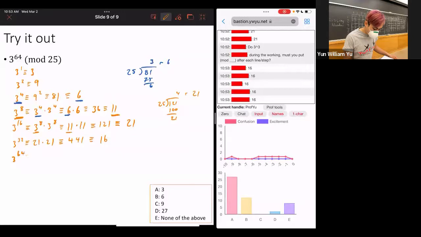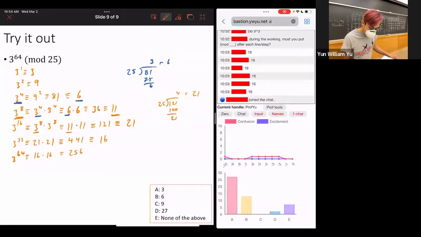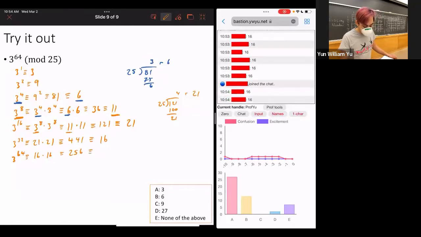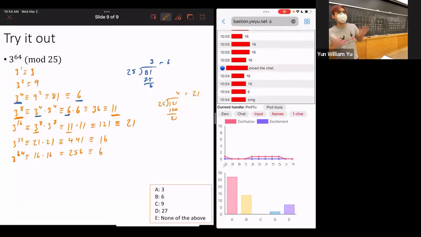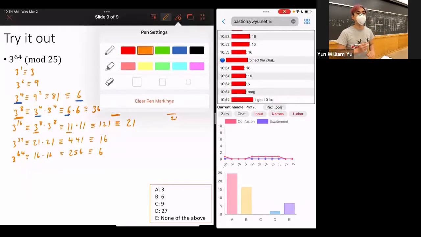So then 3 to the 64 is equivalent to 16 times 16, right? Which is equivalent to 256. And 256, I think, is equivalent to 6. So I thought the answer was 6, and hopefully that is correct. I know some people got different answers, but we should all make sure that you all agree with me on my logic. And it's quite possible I'm wrong here. I hope I'm not, but let's work it out a different way just to make sure.